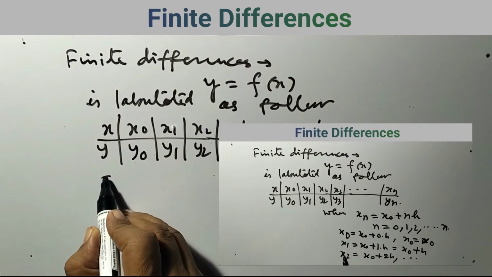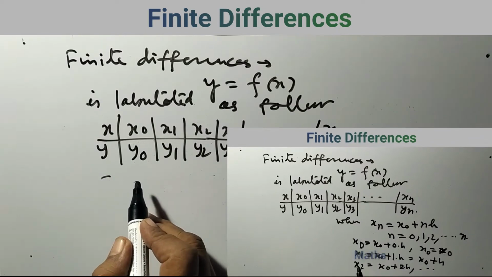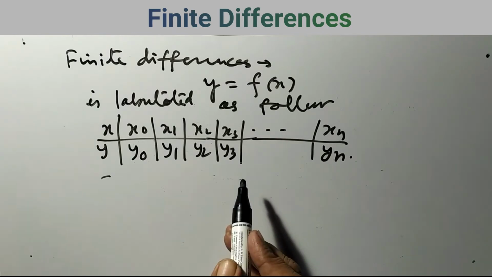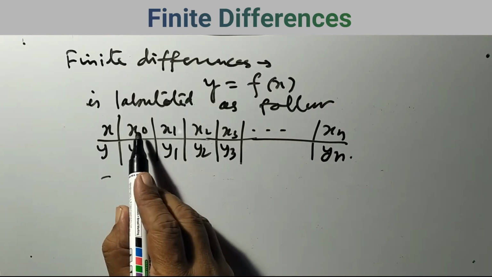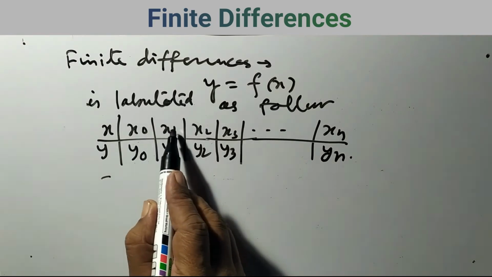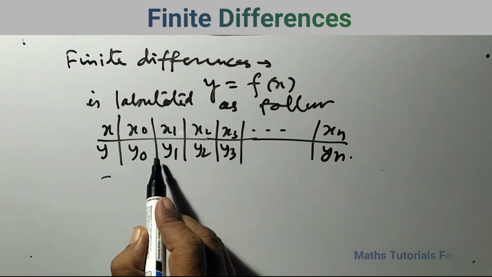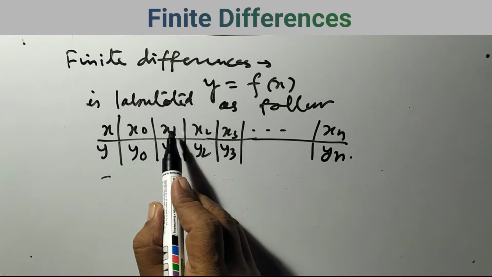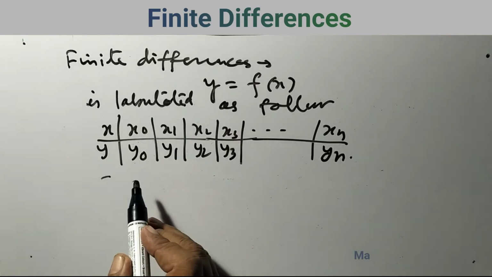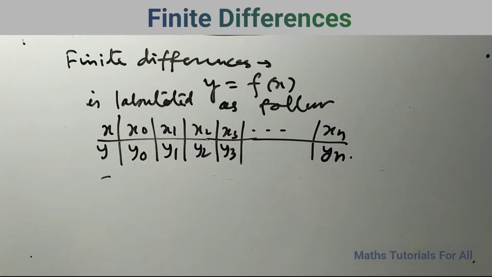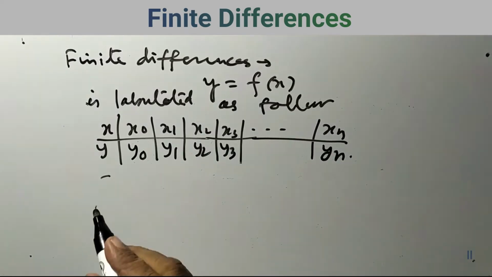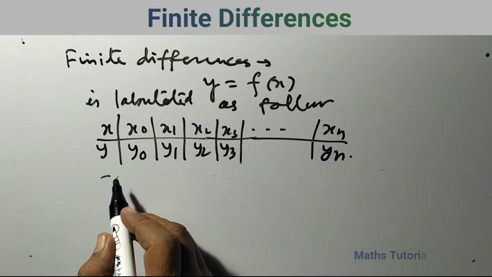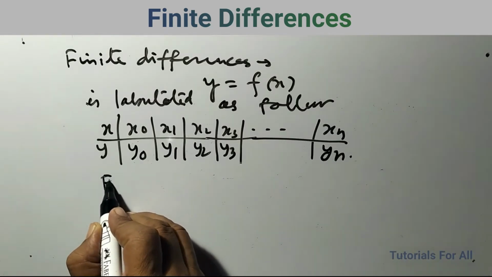To determine the value of y for some intermediate value of x, we use the difference table and difference operator. That means there is some point between x0 and x1, and for this point, what is the value of y? Between x1 and x2, there are many points, and what is the value of y for these points? So we use the difference operator and difference table. For these, we need differences. There is finite difference.